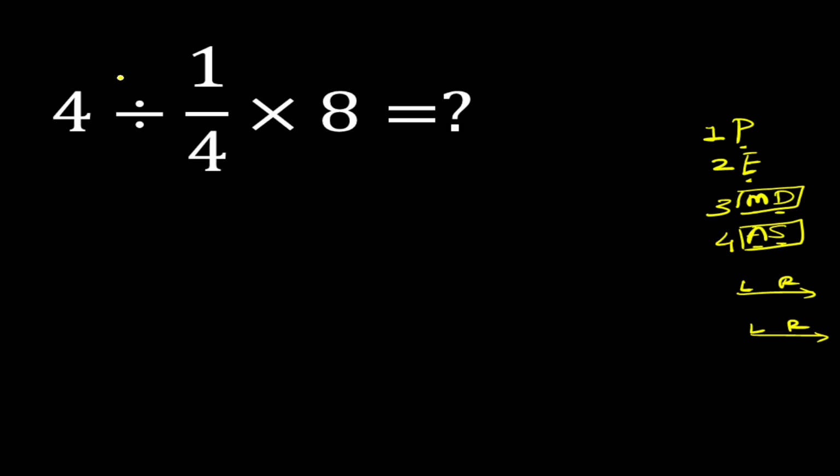So in this question, we have one division and one multiplication, and both have equal priority, so we have to solve it from left to right. So first we have to solve this part, right? So it is equal to 4.